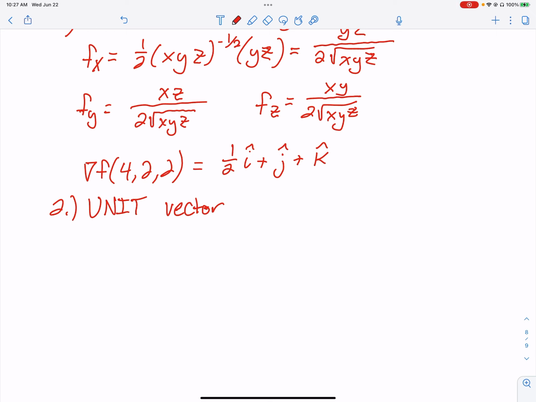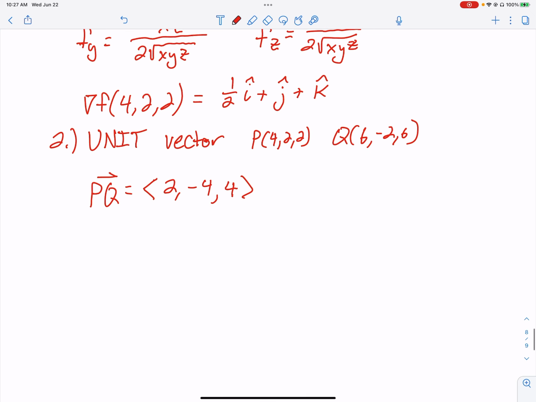They gave us a P, which was 4, 2, 2. And then they gave us a Q, which was 6, negative 2, 6. So the vector we're going to be running along is PQ. That is 6 minus 4, which is 2. Negative 2 minus 2 is negative 4. And then 6 minus 2 is 4.